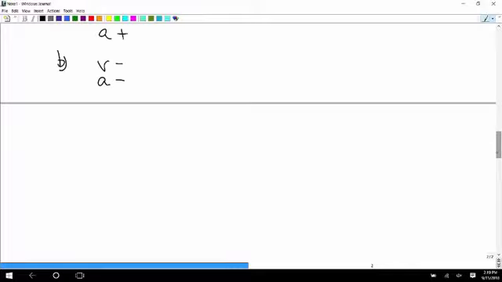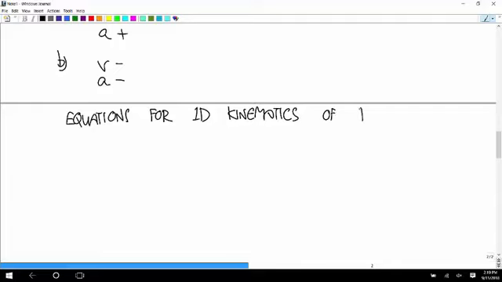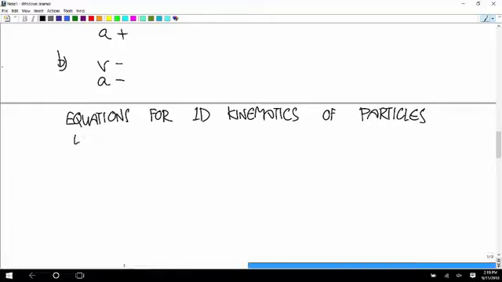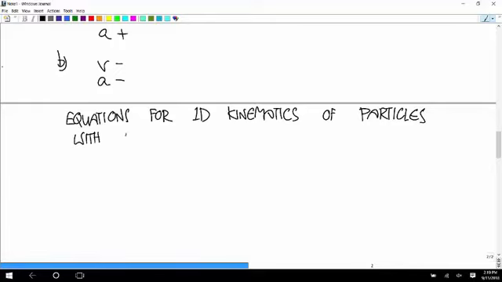These are the most important three equations that we've talked about so far. These are the equations for 1D kinematics of particles with constant acceleration. So this doesn't work for everything, but the kind of problems we're going to do in this class have constant acceleration.